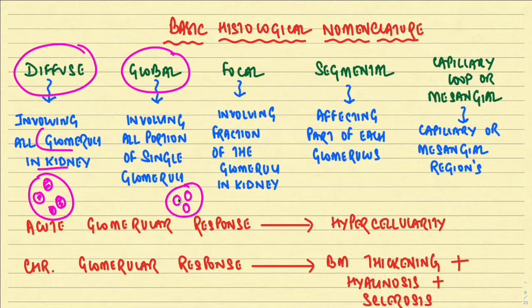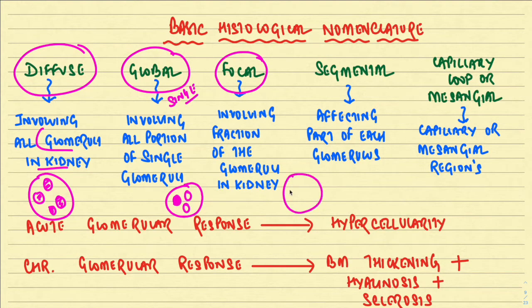So when it is involving just one portion of a single glomerulus, that is called segmental. When it involves all portions, it is global, which means the entire glomerulus is involved. It is talking about a single glomerulus. So the term global means the whole single glomerulus, whereas the term focal means involving a fraction of the glomeruli of the kidney.